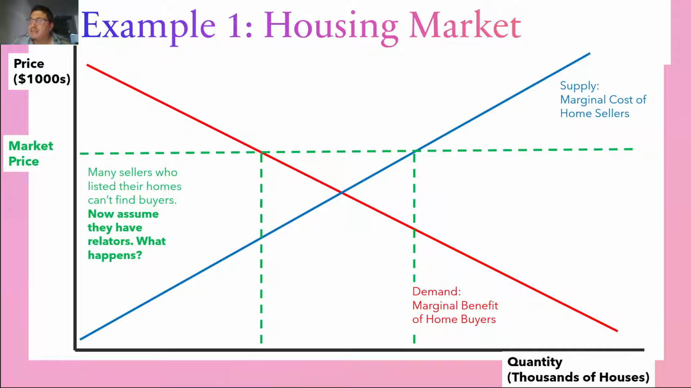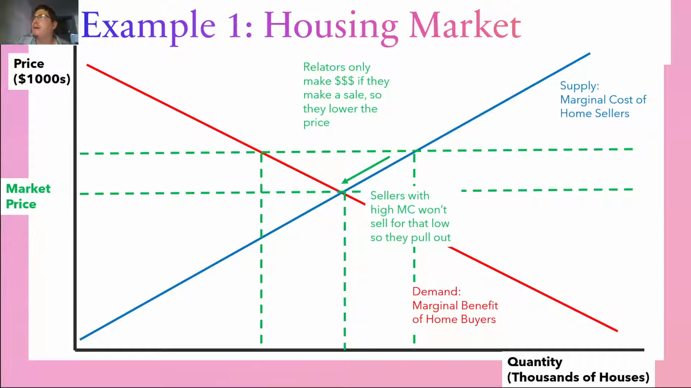If these sellers that listed their homes can't find buyers, what happens if you try and sell your home and it doesn't sell? Well, realtors want to make money, so their incentive is to make a sale. And to make a sale, they know they have to lower the price. So they lower the price.